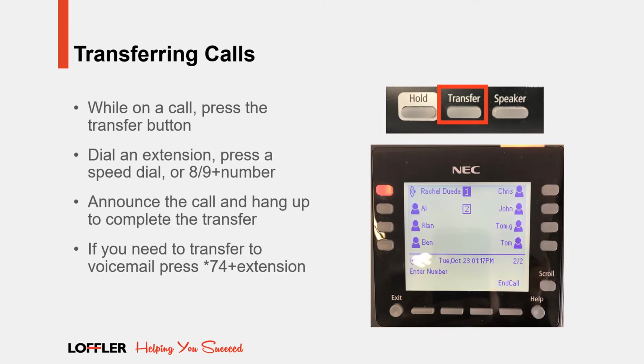To transfer a call to another party, while on a call, press the transfer button. Dial an extension, press a speed dial, or dial the trunk access code 8 or 9 and then the number. Announce the call and hang up to complete the transfer. If you need to transfer to voicemail, press *74 and the extension.